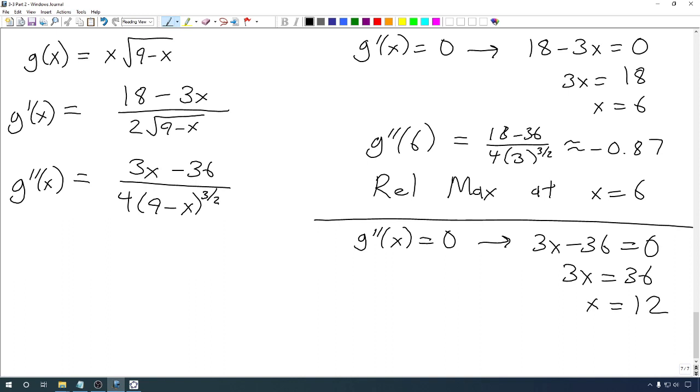In fact, since we've already ruled out having any inflection points where the second derivative doesn't exist, g has the same concavity for its entire domain, all the way from minus infinity to 9. And since we already saw that the second derivative is negative at 6, it has to be negative everywhere. So in fact, this whole thing is concave down.